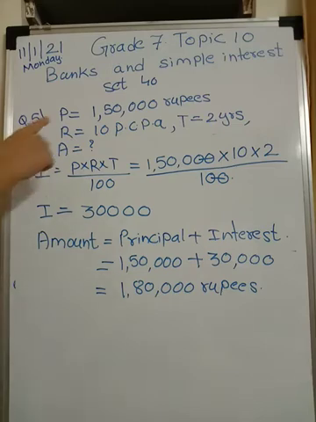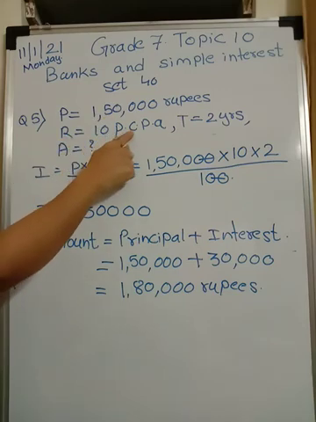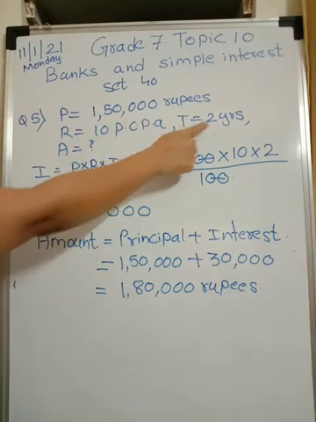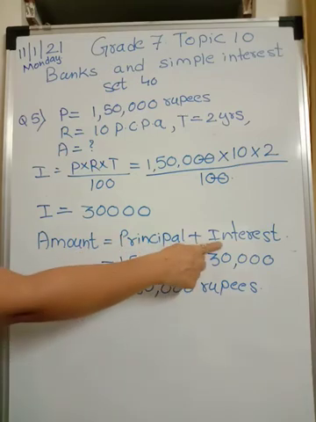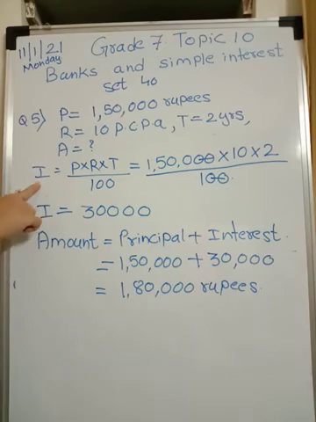So, principal amount is given as 1,50,000 rupees. Rate is 10 per capita per annum. That means 10% is the rate. Time is 2 years and we have to find amount. You know what is the formula for amount? It is principal plus interest. We have principal but we don't have interest. So first let's find the interest using formula PRT upon 100.